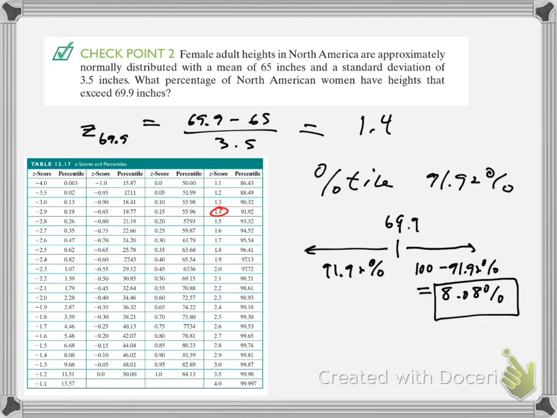You see how the percentile works? The percentile tells me how many people or how many data points are below that point. If I'm asked what percentage have heights that exceed that, I've got to take 100 minus that figure. So it's a little different than the last one.